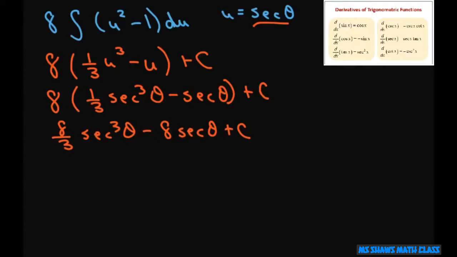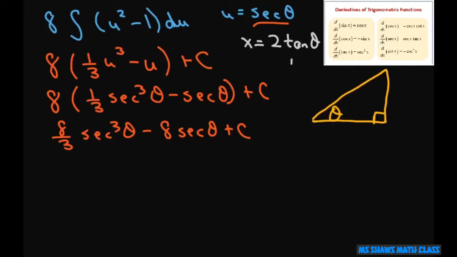Now remember, we started with x, so what I'm going to do is draw my right triangle. Put my theta here. And remember, at the very beginning, we let x equal 2 tan of theta. So tan of theta equals x divided by 2. And remember, tan is opposite over adjacent. So let's plug in our x and our 2: x is opposite and adjacent is 2.